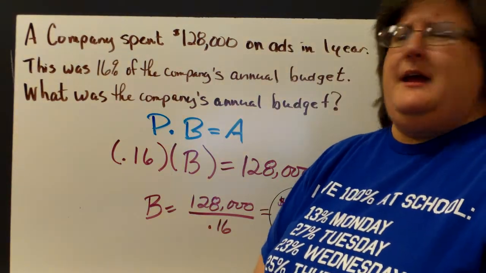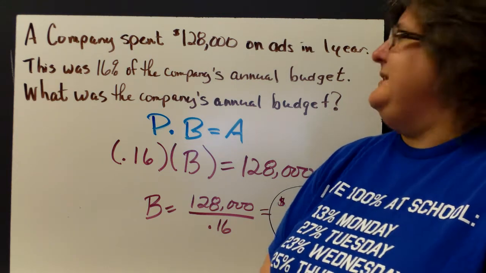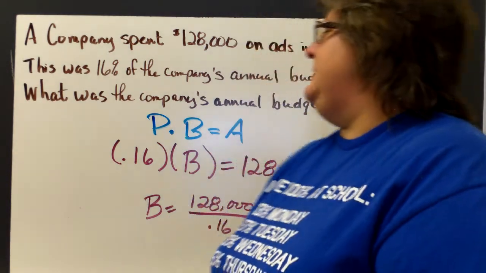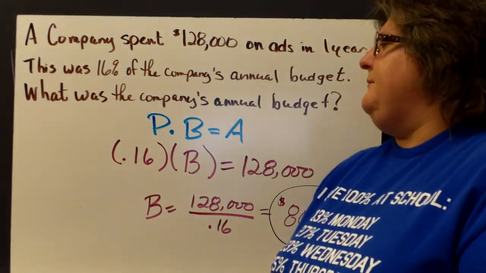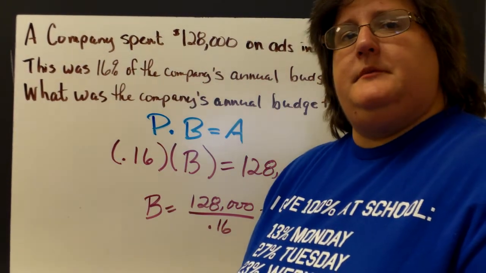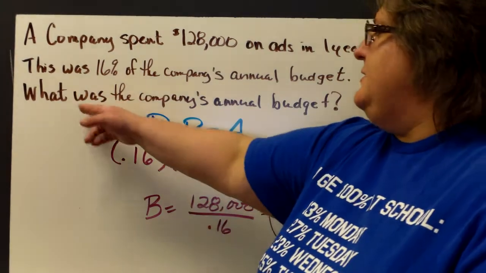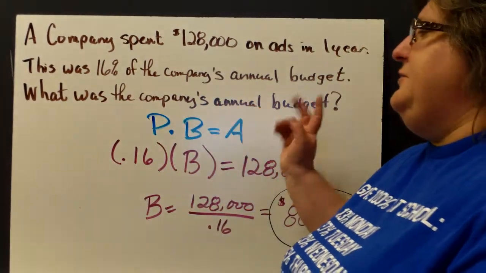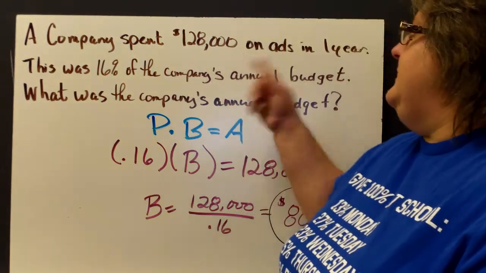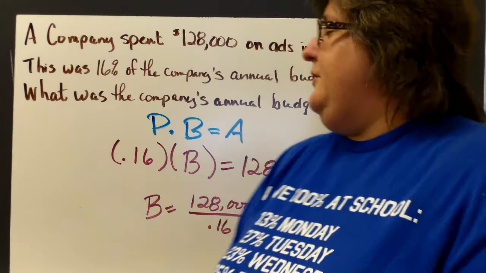For instance, a company spent $128,000 on ads in 1 year. This was 16% of the company's annual budget. What was the company's annual budget? You read the problem, take a breath, you reread it again, looking for some of those keywords. Notice how it says, what was the company's annual budget? It didn't ask for a percent, so we know that we're given that. It says right here, 16%. So now we only have two things to figure out.